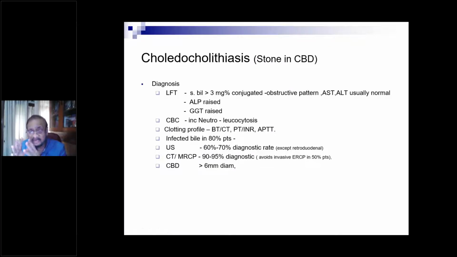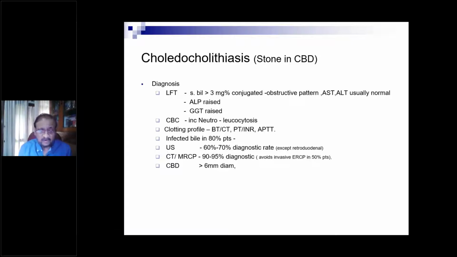It does not tell you about the retroduodenal part of the CBD. That's why it is not a very good investigation. What is better? An MRCP, even better than CT. MRCP is almost 90-95% diagnostic, and it avoids the invasive ERCP in almost 50% of patients, right? So that is perhaps one of the best diagnostic criteria, that you can have an MRCP done, giving a rate of almost 95% diagnosis.